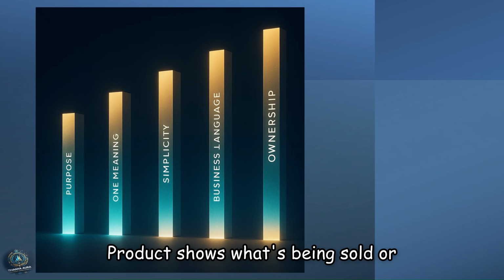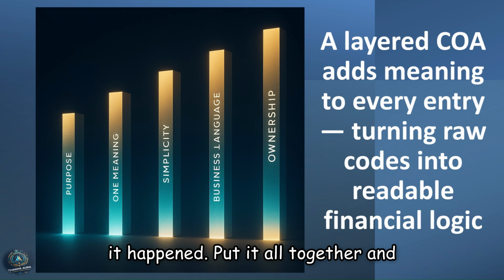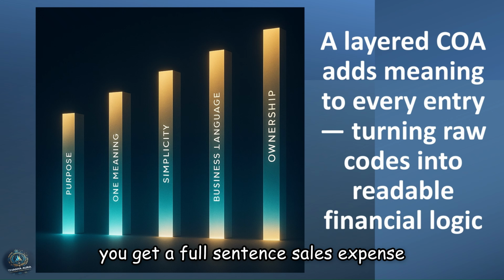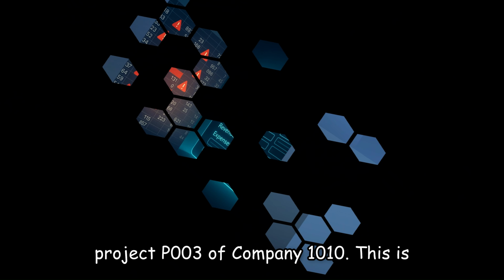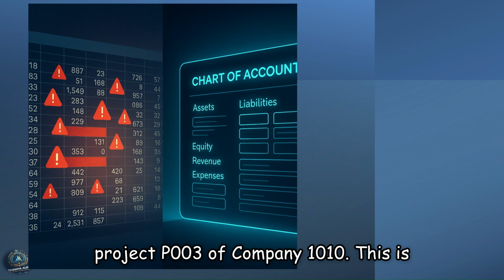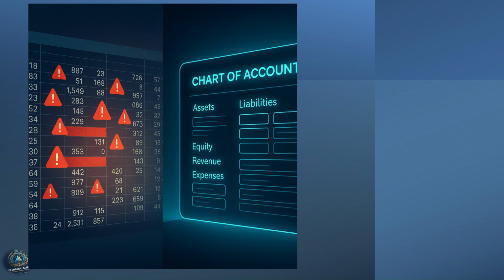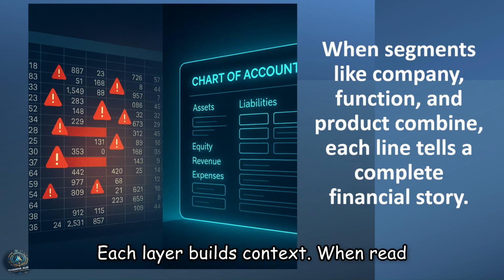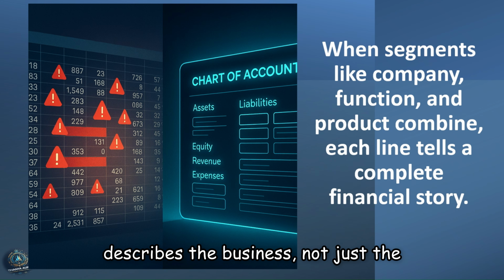Product shows what's being sold or supported. And geography tells you where it happened. Put it all together and you get a full sentence. Sales expense for product SW01 in Thailand under project P003 of company 1010. This is how financial entries become narrative data, clear, traceable, and strategic. Each layer builds context. When read together, they create a sentence that describes the business, not just the transaction.